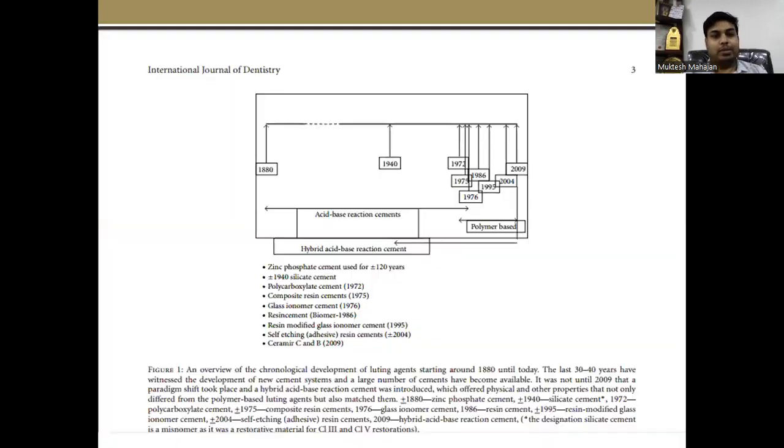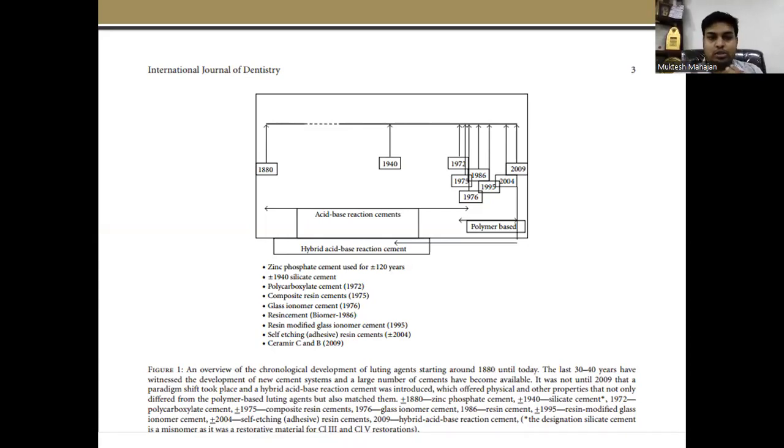History of the luting cements. This is a chart I got from the International Journal of Dentistry. You can see from 1818 to the recent 2009 how the luting cement has evolved from acid-base reaction cement to hybrid acid-base reaction. We are going to cover the luting cement under all these topics.